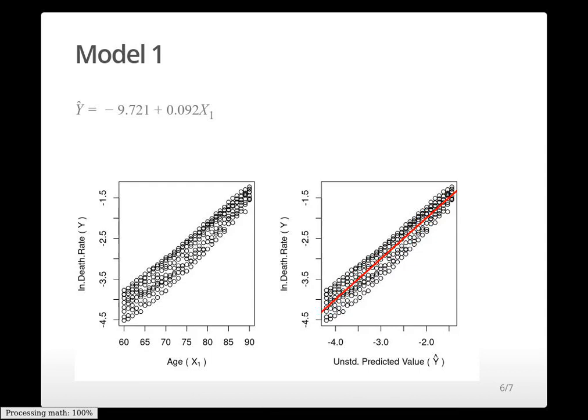Why the same? It is because in the model, y hat is a function of age x1. In the model, y hat is solely determined by x1. So the relation between x1 and y is exactly the same as the relation between y hat and y. Anyway, the graph in the right panel shows how closely the observed values and the predicted values match. In the right panel, circles scatter quite narrowly around the red line. This suggests that Model 1 predicted the log death rate from age quite accurately.